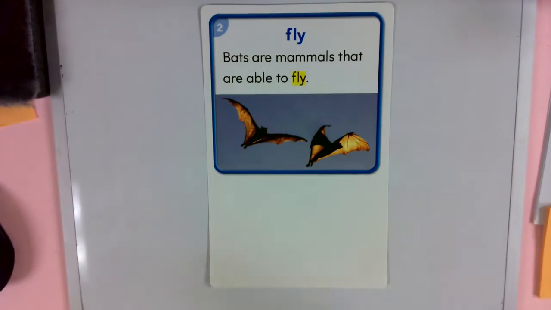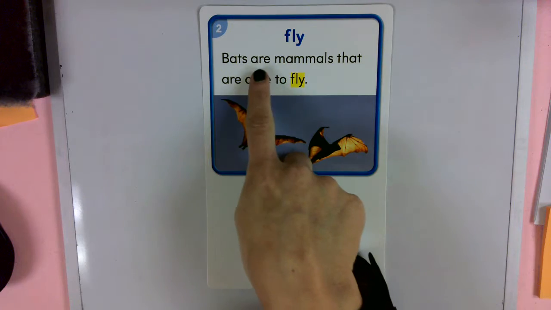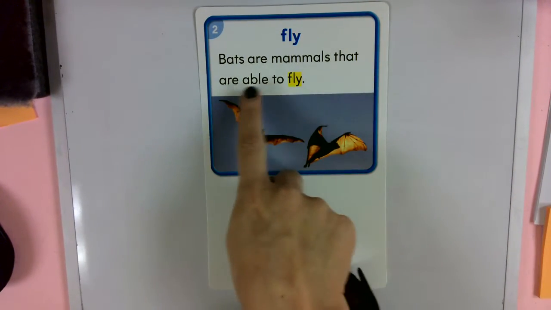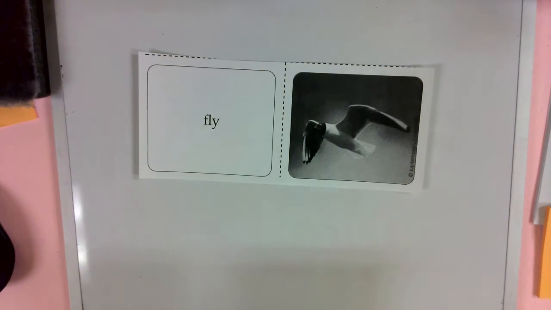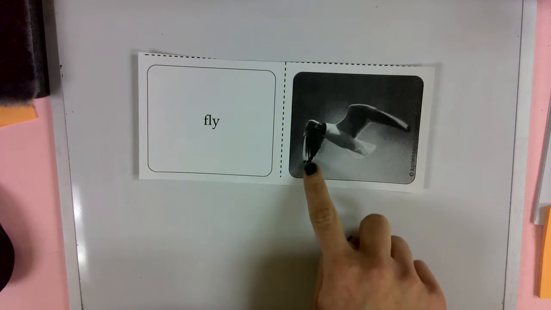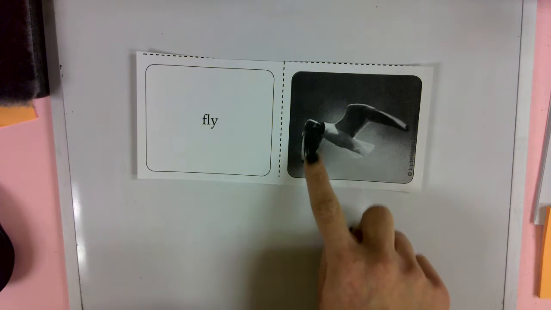Our next word is fly. Bats are mammals that are able to fly. Here's another picture of fly. So fly means to move through the air by using wings or parts of the wings.